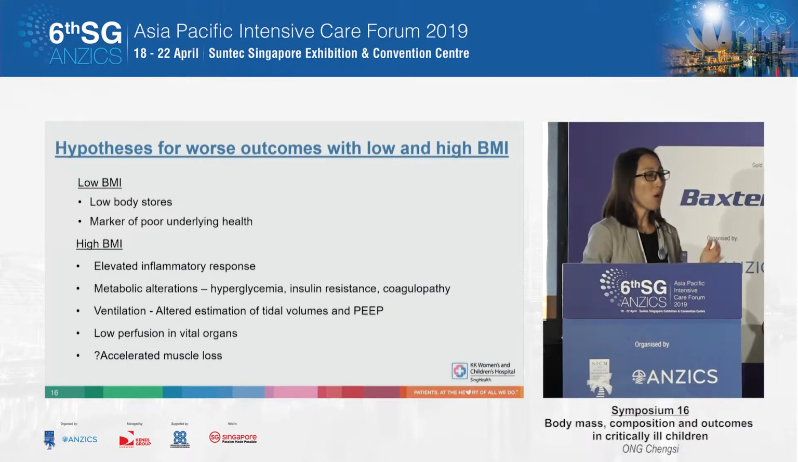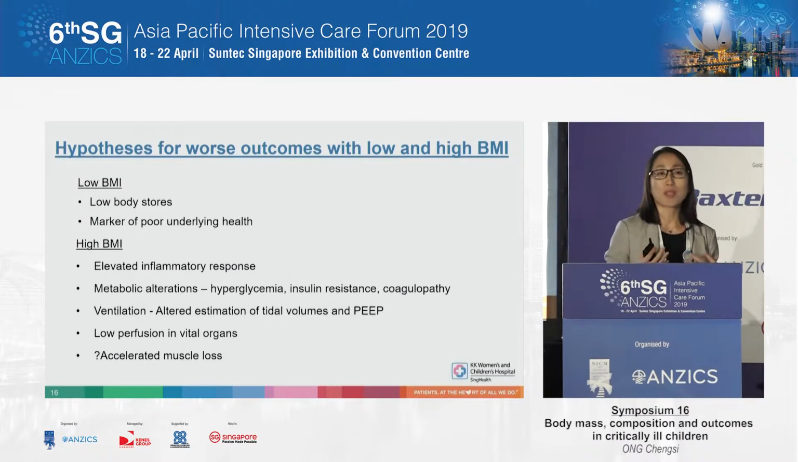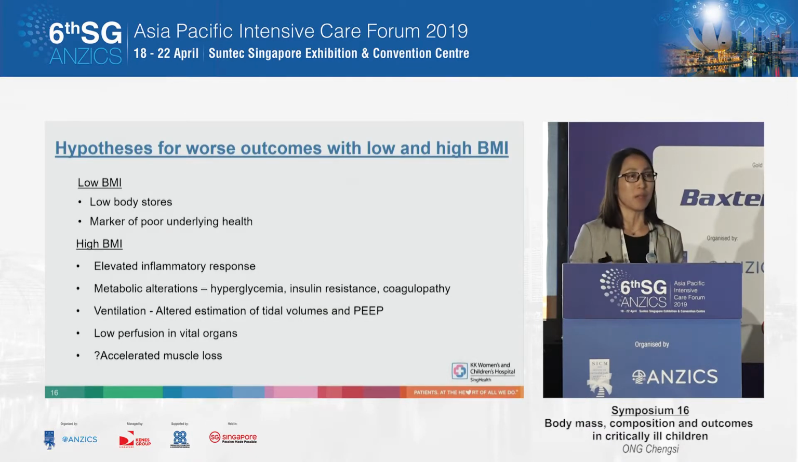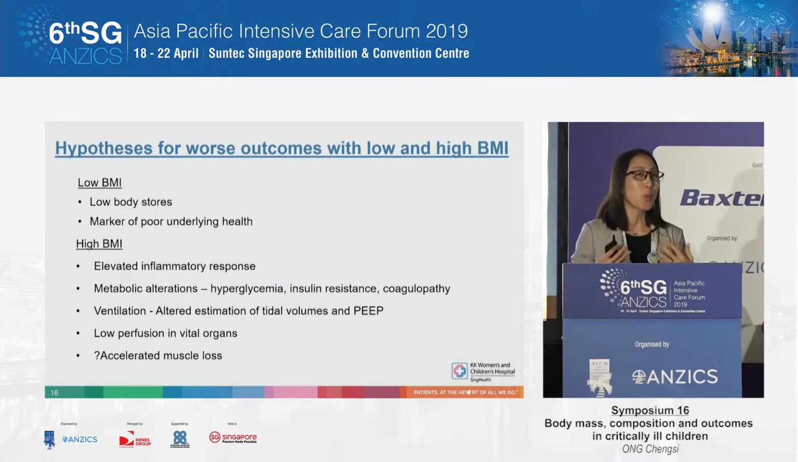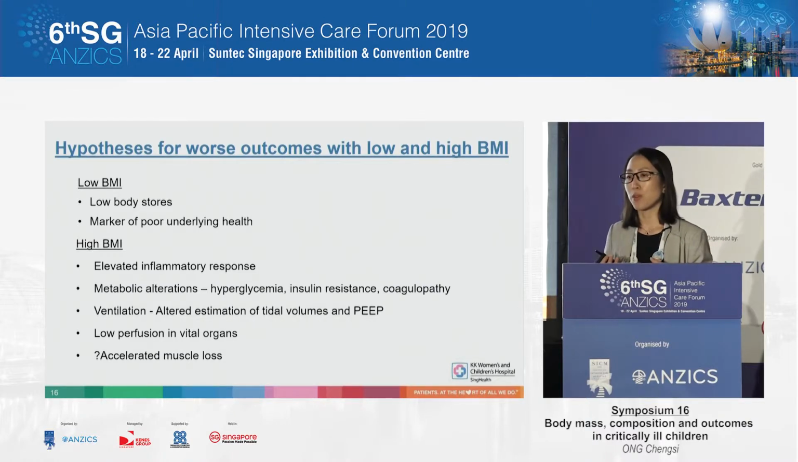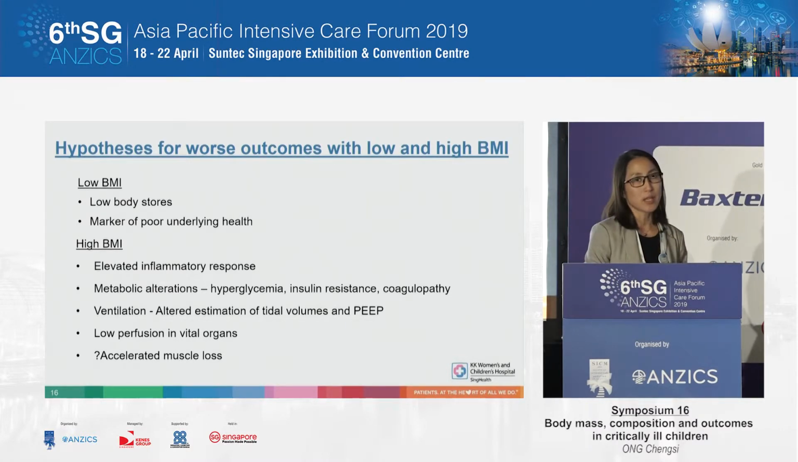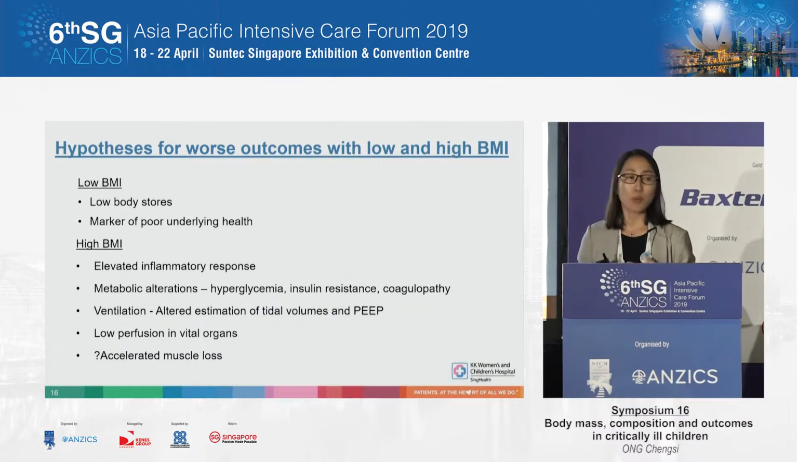So, bearing all of this in mind, I think we really don't know why we're observing this, but there are some hypotheses. For the low BMI group, first of all, they come in with low body stores, which is quite intuitive. Because they have low body stores, they have less of a buffer to protect them against the risk of underfeeding, malnutrition, critical illness, myopathy, and catabolism. But also BMI might be an indicator of pre-existing poor underlying health.